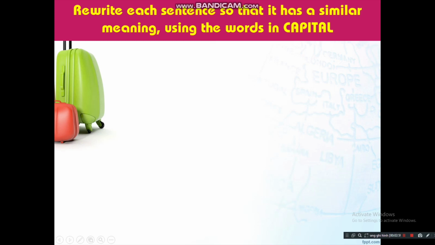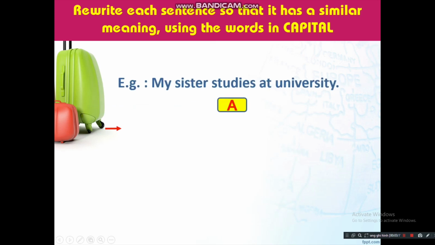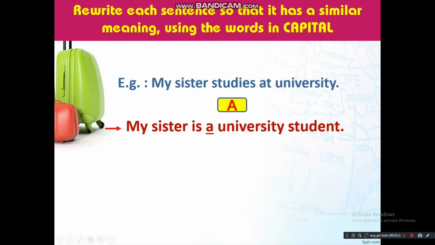Let's go to the next exercise. Rewrite each sentence so that it has a similar meaning using the words in capital. So here is the example. My sister studies at university, and the word given is "a". So the answer is my sister is a university student. So it's your turn. Let's go over exercise number 1.